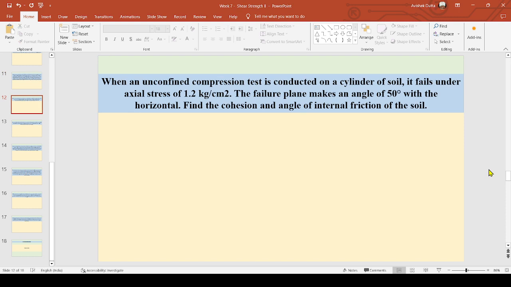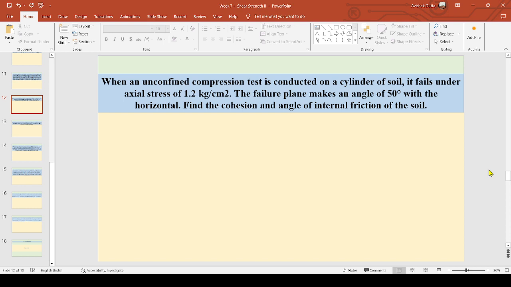When an unconfined compression test is conducted on a cylinder of soil, it fails under axial stress of 1.2 kg per centimeter square. The failure plane makes an angle of 50 degree with the horizontal. Find the cohesion and angle of internal friction of the soil. This sum is exactly the same as one sum from the last day. If anyone remembers, they can solve it very quickly.